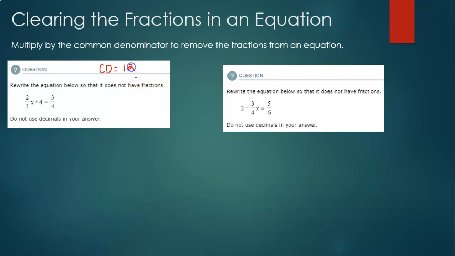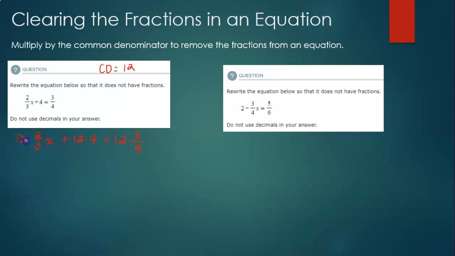The common denominator you should have found is 12. So we're going to multiply every term by 12. So that's 12 times 2/3 x plus 12 times 4 equals 12 times 3/4. Pause the video and see if you can simplify this now on your own.